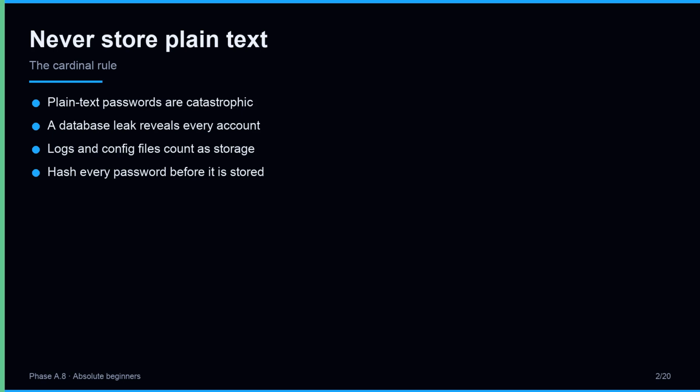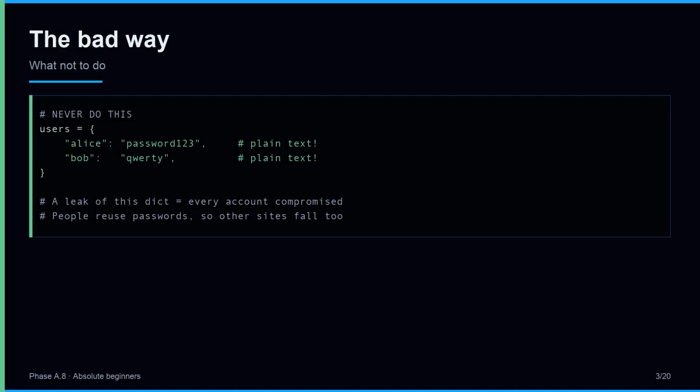Plain text is catastrophic. Here is what not to do. A dictionary mapping usernames to plain text passwords. Password 123. QWERTY. If an attacker reads this dictionary, from a backup, a leaked log, a SQL injection, they have every password immediately. And because users reuse passwords, the attacker can try those same passwords on email, banking, and social media. This pattern is the single most damaging mistake in application security. Never do this.